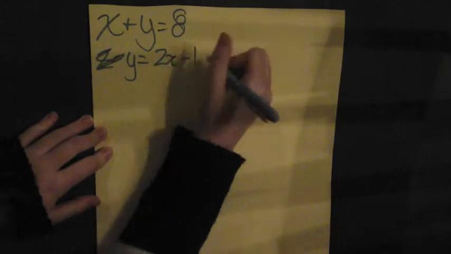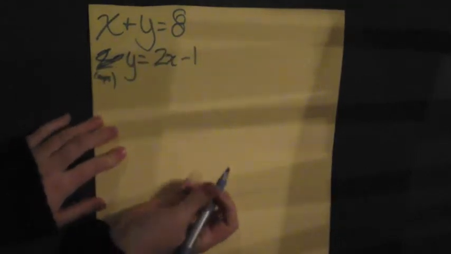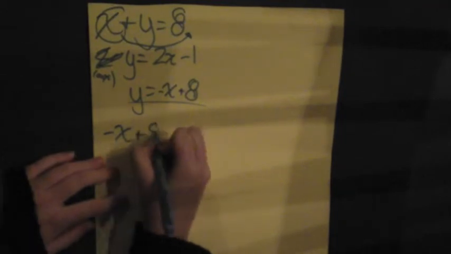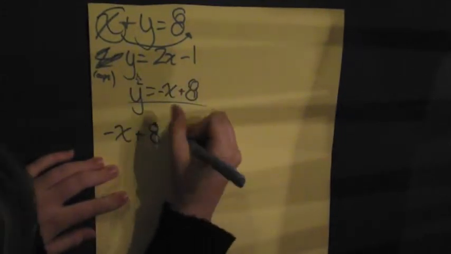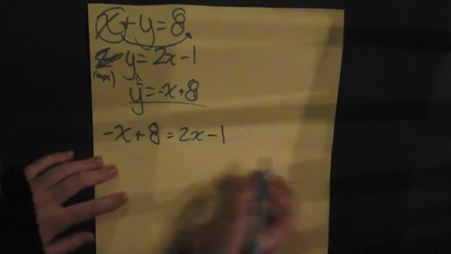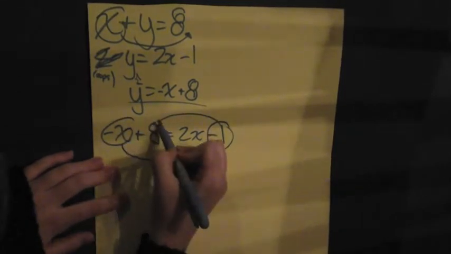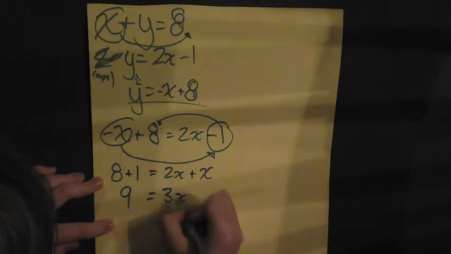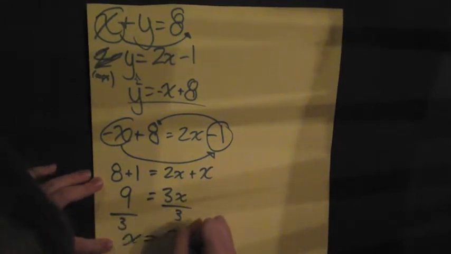Using the steps we had shown above, we are going to solve for the system we used in our graphing one. So we will isolate the variable, making the equation y equals negative x plus 8. We will sub in negative x plus 8 into the first equation, making it negative x plus 8 equals 2x minus 1. You move those two over, making it 8 plus 1 equals 2x plus x. 9 equals 3x divided by 3, so x equals 3.